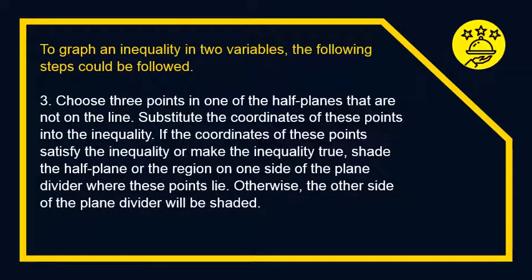Third, choose a point on one of the half-planes that is not on the line. Substitute the coordinates of this point into the inequality. If the coordinates of this point satisfy the inequality or make the inequality true, shade the half-plane or the region on one side of the plane divider where this point lies. Otherwise, the other side of the plane divider will be shaded.